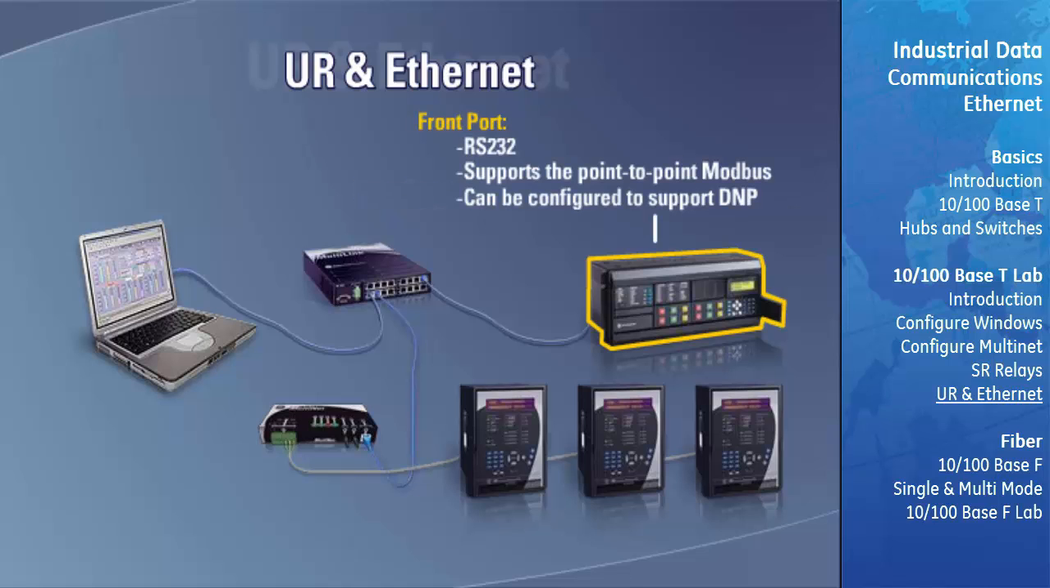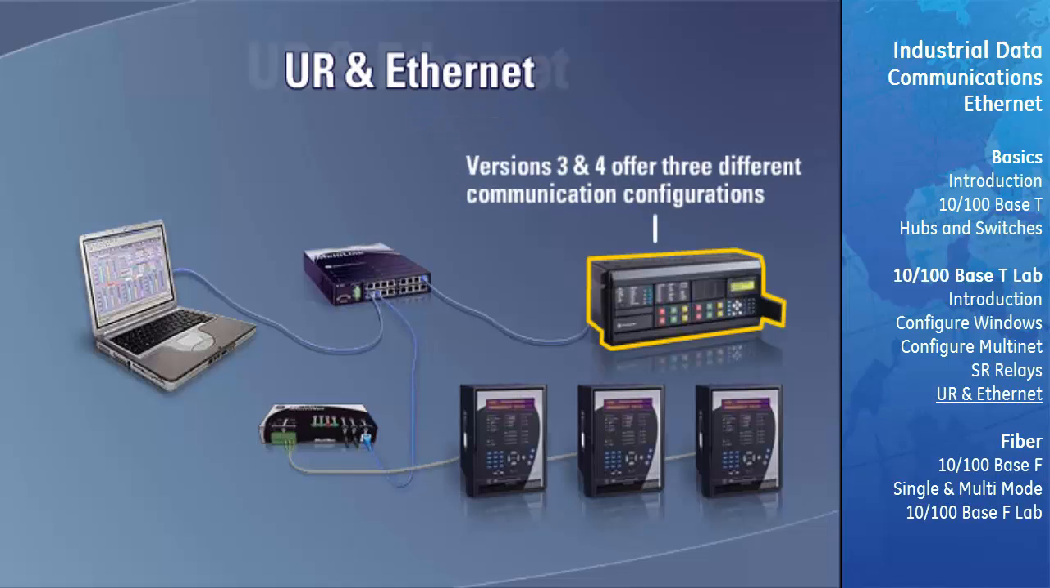Regardless of the version, the port located on the front of the relay is an RS-232 port with a default configuration that supports the point-to-point Modbus protocol, or can be configured to support DNP. This port cannot be networked when point-to-point Modbus is being supported. In addition to the front port, both versions 3 and 4 offer 3 different communication configurations.